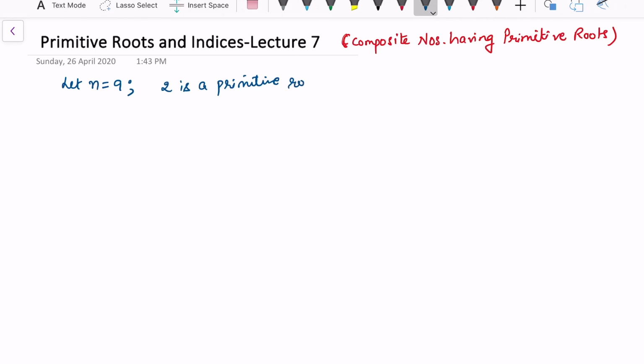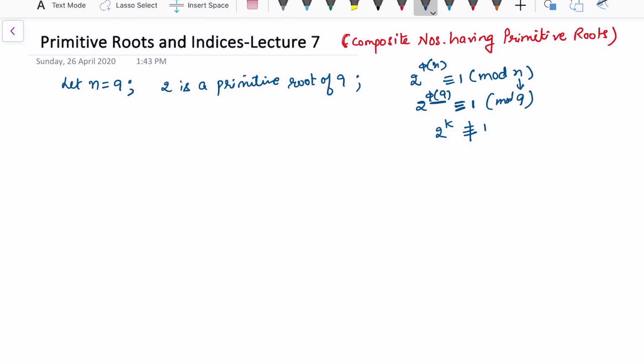Let's also recall the definition of the primitive root. It satisfies this sort of congruence modulo n, and in this case I have considered n as 9. So 2 to the power phi(9) should be congruent to 1 modulo 9, and this is the smallest power that makes it congruent to 1. For any smaller power k, it is not congruent to 1 modulo 9, and hence I have considered this as the primitive root. For more details you can watch my previous lectures.